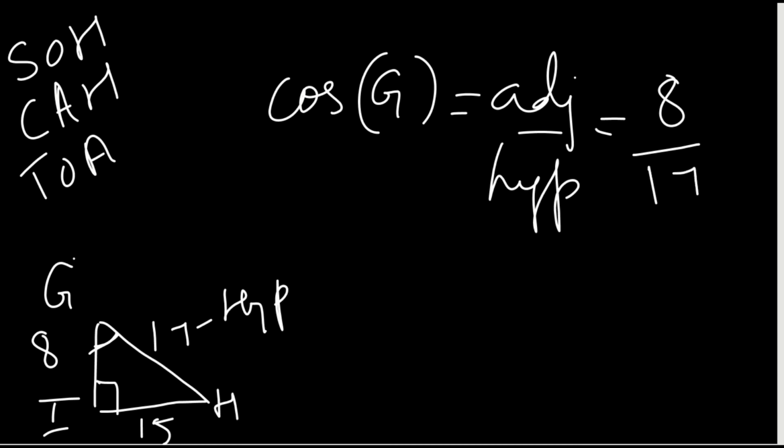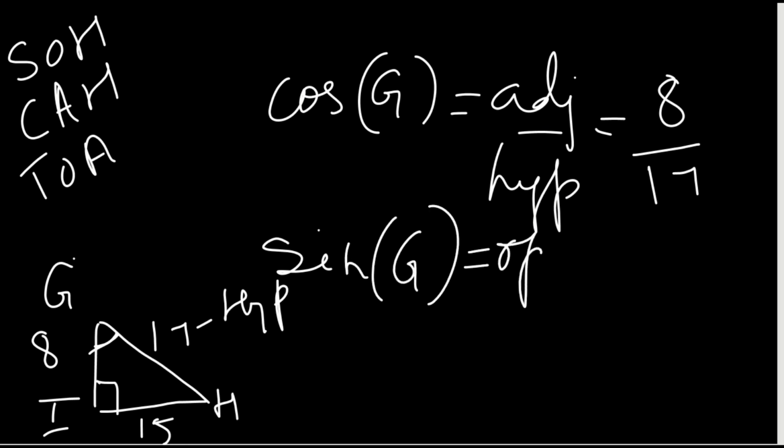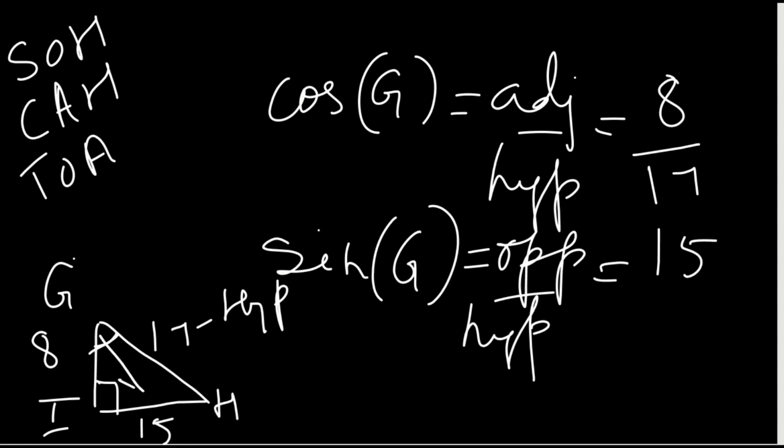Next, what is our sine? Sine of G is nothing but opposite by hypotenuse. The opposite side to G is 15, as you can see, then the hypotenuse, that is 17.